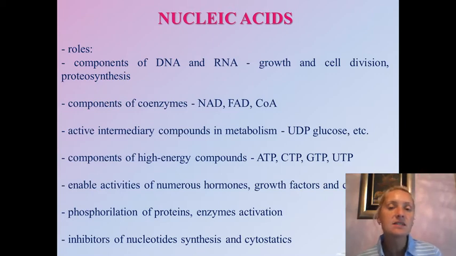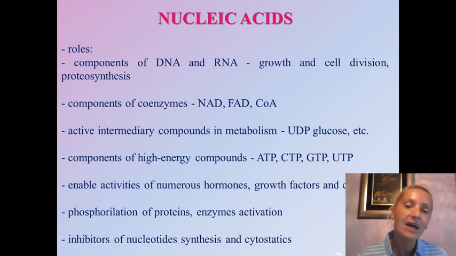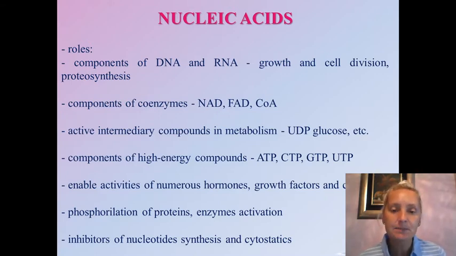Some of the examples of coenzymes which have the nucleotide structure are NAD, nicotinamide adenine dinucleotide, so the name says itself that it is a nucleotide or dinucleotide. Then flavin adenine dinucleotide, again one dinucleotide containing some nitrogen bases. And coenzyme A, also containing some nitrogen bases in the structure.